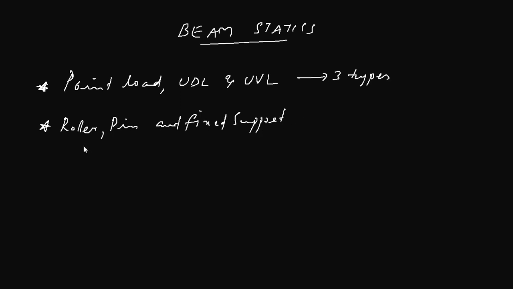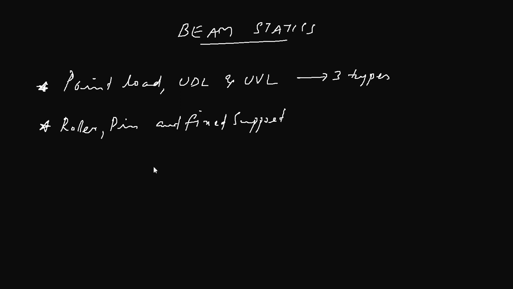We discussed that a roller support can only provide resistance in the normal direction. A pin support can provide resistance on the same plane in two axes, so the x and y axis, and a fixed support can provide resistance in two axes, and it can also resist a moment. So let's see how we can analyze a beam bending.